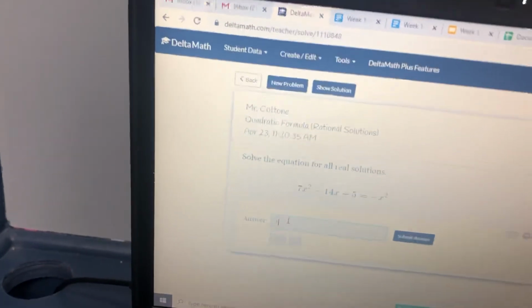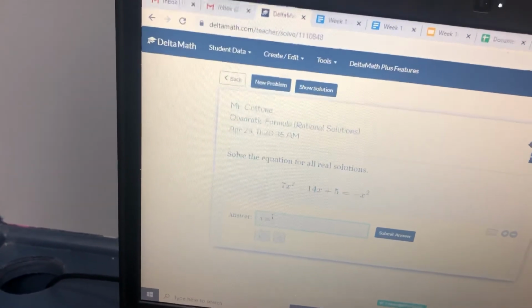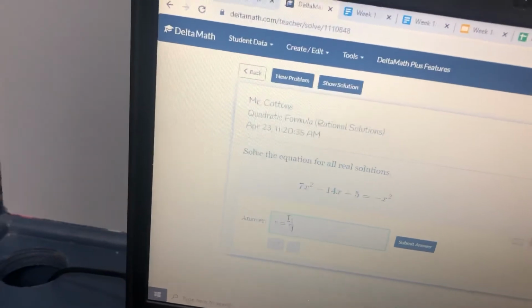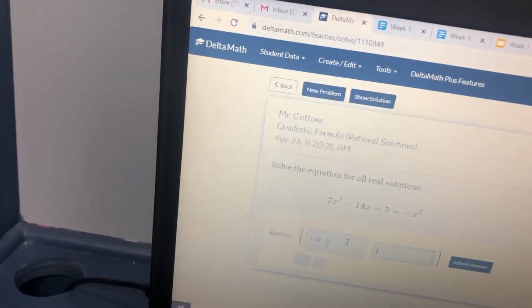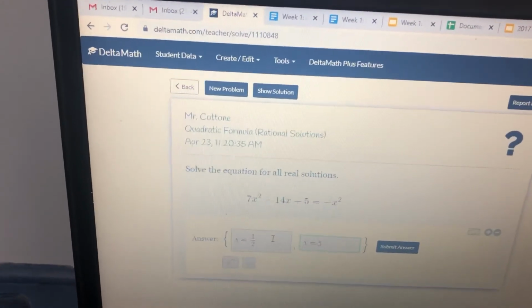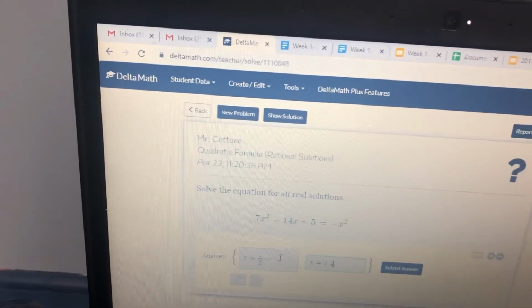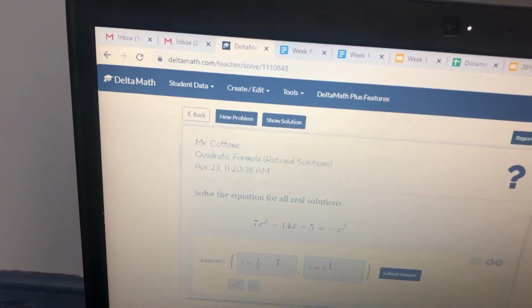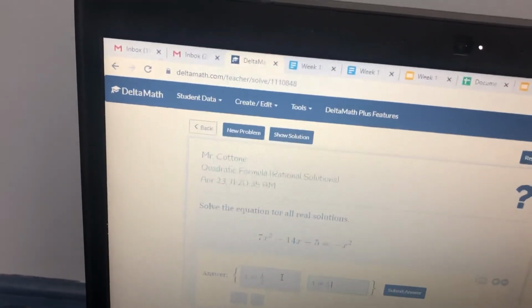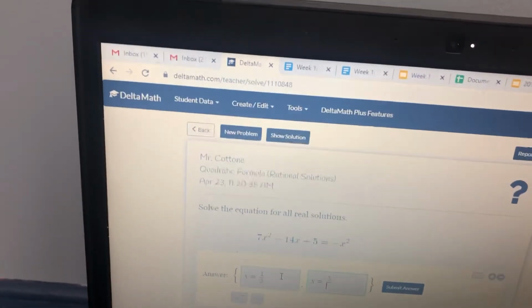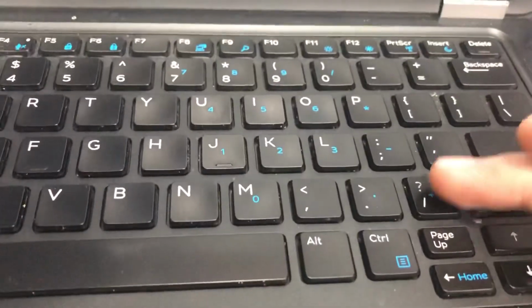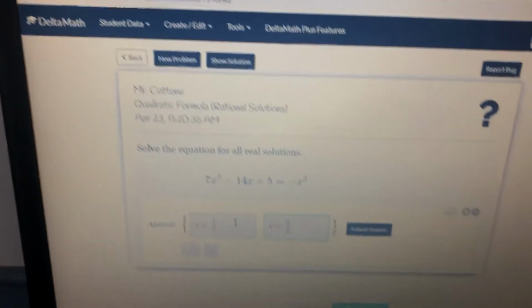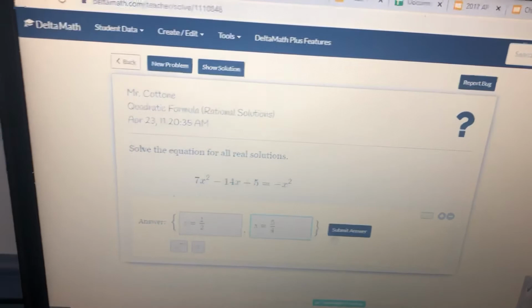One of our answers is x is going to have to equal 1/2, so we can put in 1 divided by 2. I'll put a comma, and then I'll put x is going to equal, and I'll put 5 divided by 4. And to get the fraction, I just hit the division bar right here where the question mark is. I'll submit my answer.